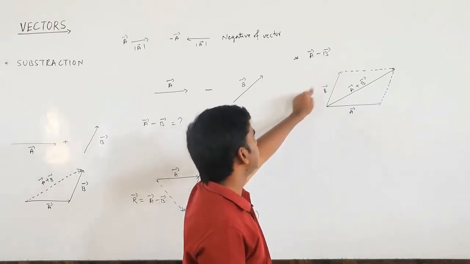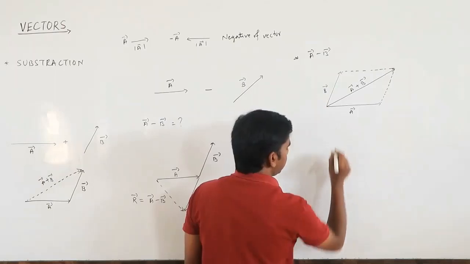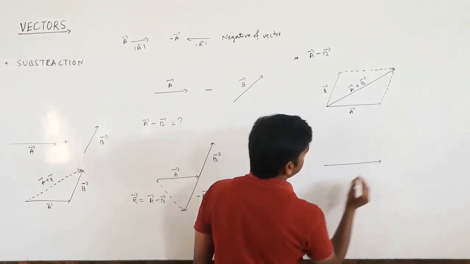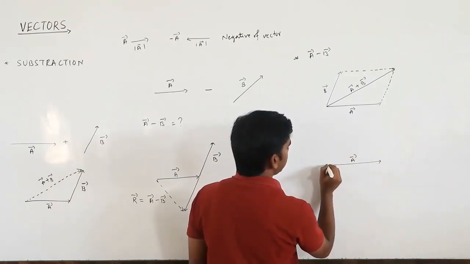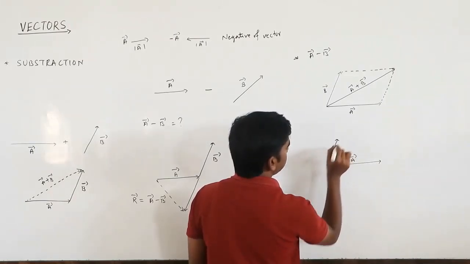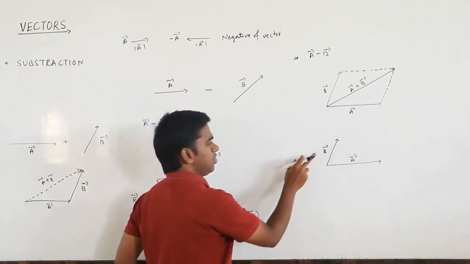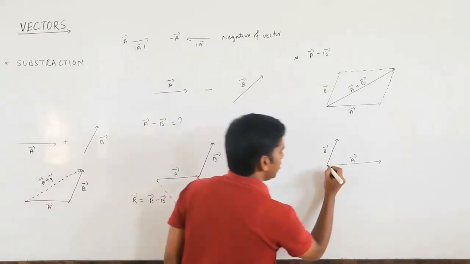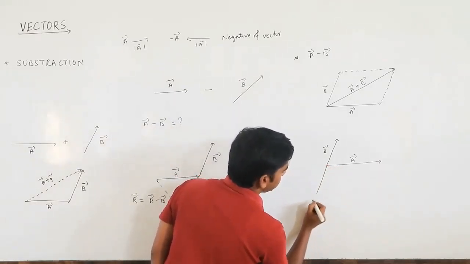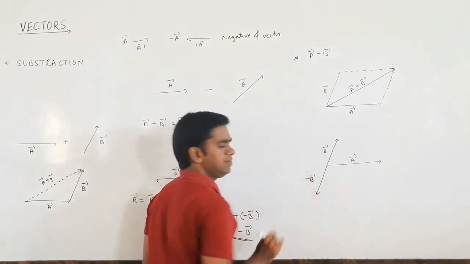So if this is the case, what I have to do is take vector A as it is. So take vector A. This is vector A. So where is vector B? This is vector B. Now what do you have to do? Instead of taking vector B, take the negative of vector B. So where is the negative of vector B? This is the negative of vector B, this is minus B.